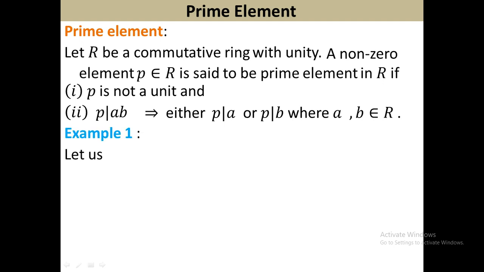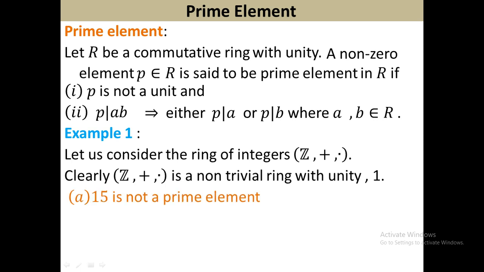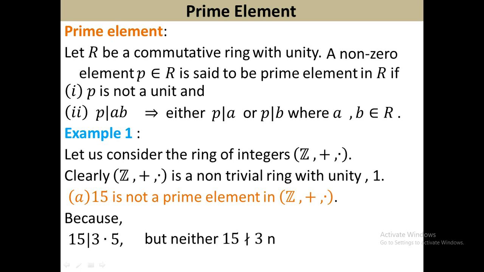In example 1 we consider the set of all integers Z under addition and multiplication. First, clearly Z is a non-trivial commutative ring with unity. 15 is not a prime because 15 divides 3 times 5, but 15 divides neither 3 nor 5. So 15 is not a prime. 15 is also not a unit, but the second condition is not fulfilled, so 15 is not a prime element in Z.